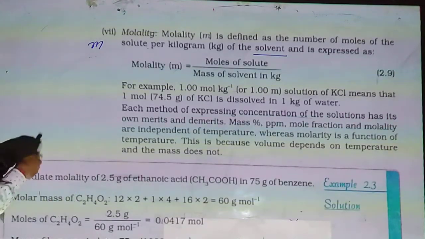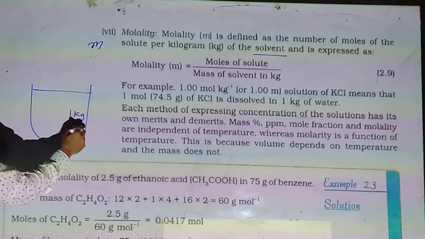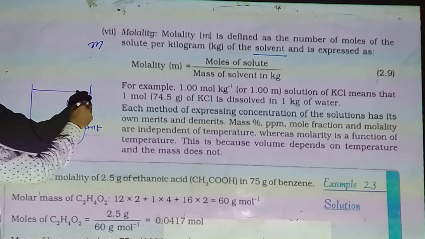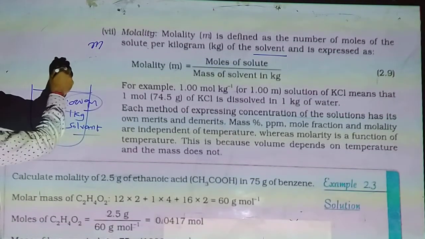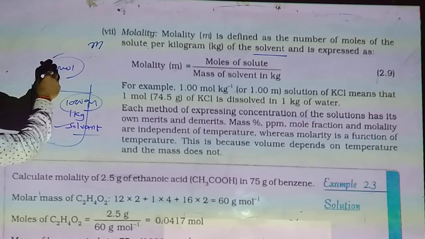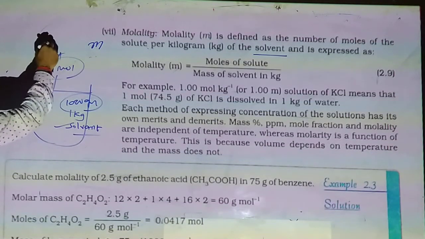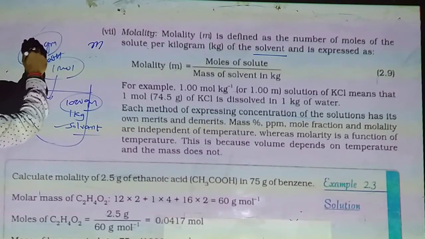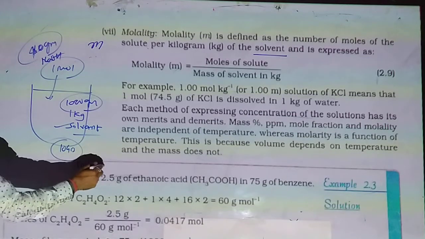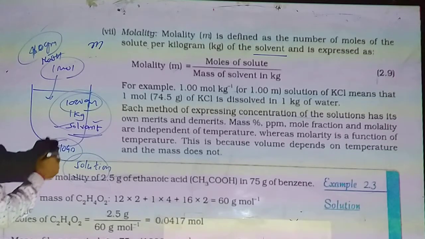Here it is changed. Why? 1 kilogram solvent means 1000 gram. Before adding the mole, it remains 1000 gram. After adding, suppose 1 mole NaOH is added, it means 40 gram is added. So the mass will change. Now the mass of solution became 1040. So we can't use the word solution here.